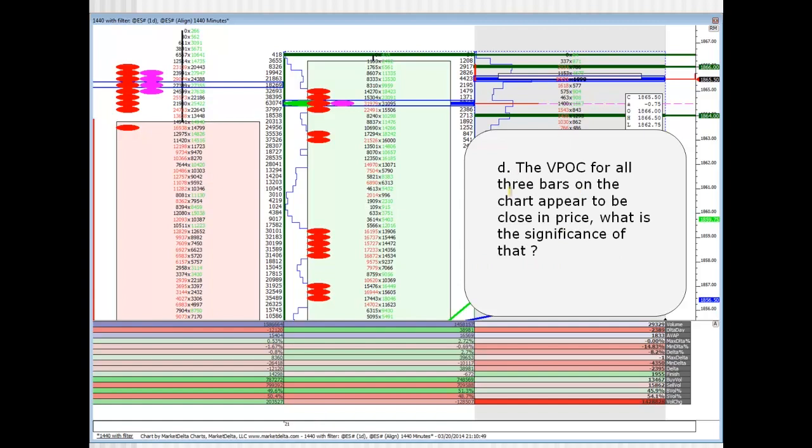The VPOC for all three bars on the chart appear to be close in price. What is the significance of that? That's an important observation. And take a look here.